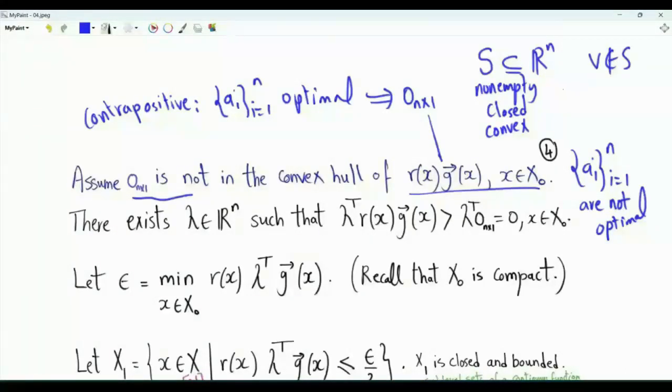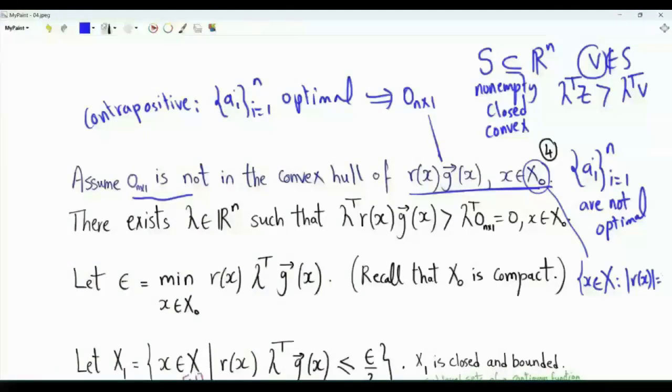There exists a vector lambda such that lambda transpose times any vector in this set Z is strictly greater than lambda transpose V, which is this vector outside the set. Our set here is non-empty because X0 is non-empty. Recall that X0 is the set of points small x in big X such that the magnitude of the residual is equal to the L infinity norm gamma.